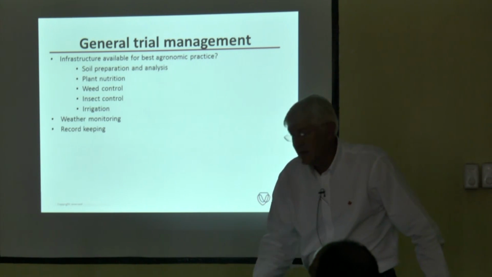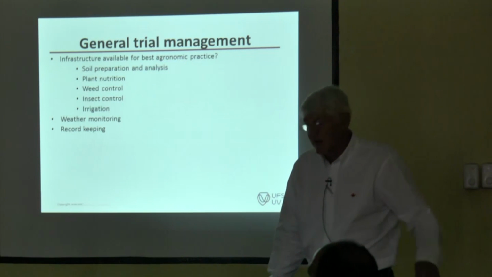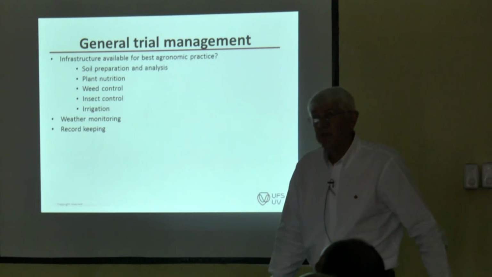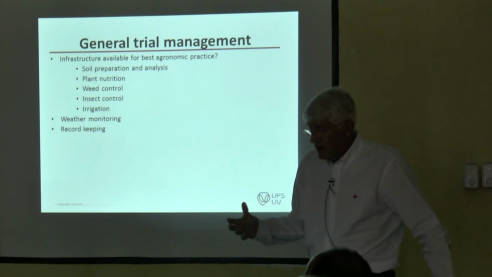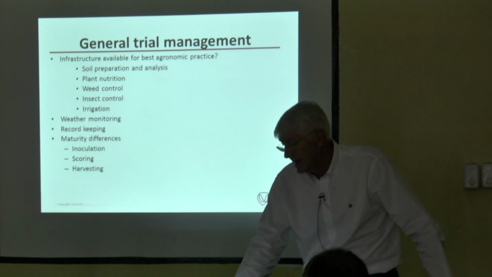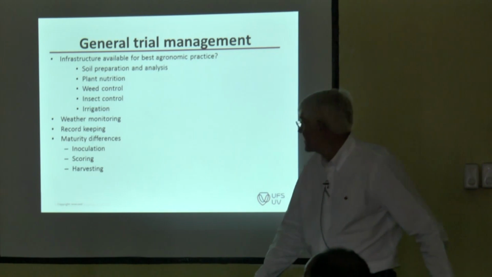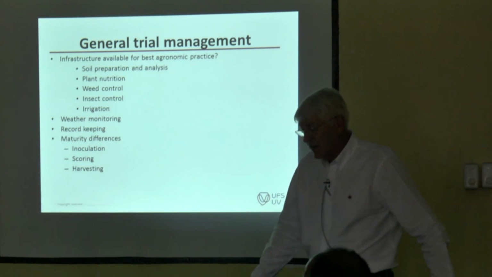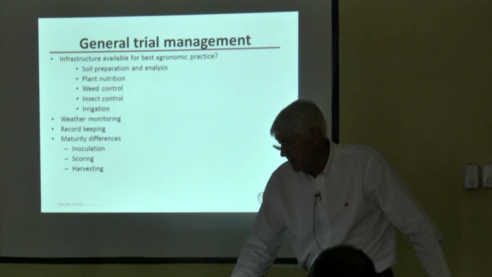Weather monitoring is important if you want to go back and explain certain things over years. Maybe the weather influenced my epidemic last year because it was 3 weeks later than usual. It's always good to have the basic weather variables available. Keep record of everything. Record your maturity differences because that'll have an effect on when you inoculate, how often you score, and also when you can harvest.